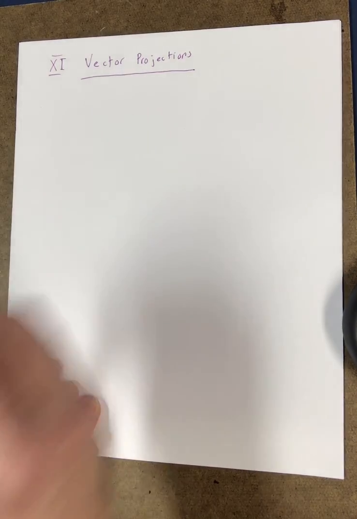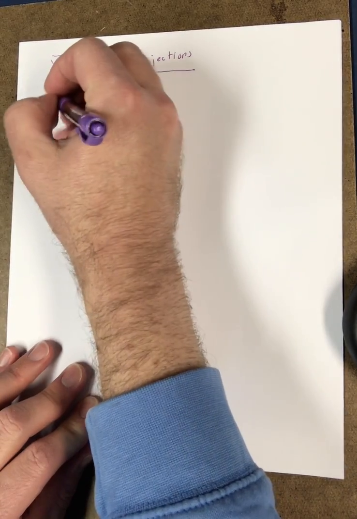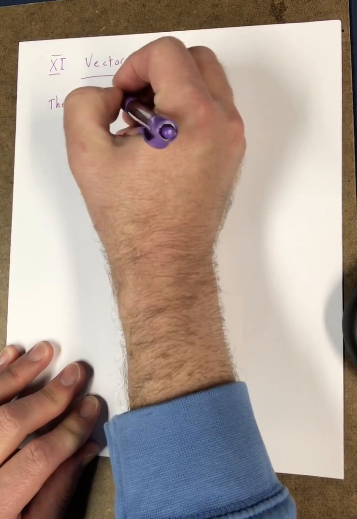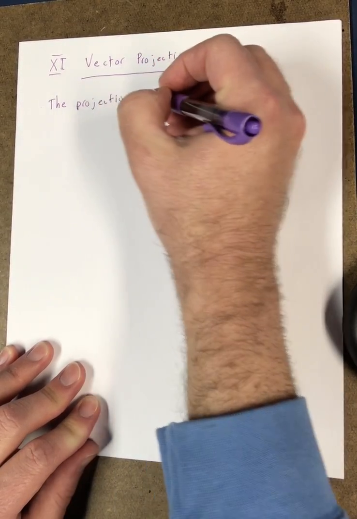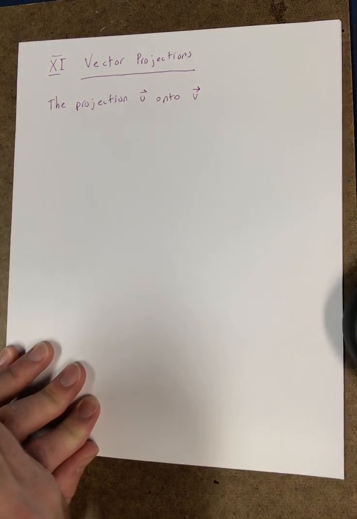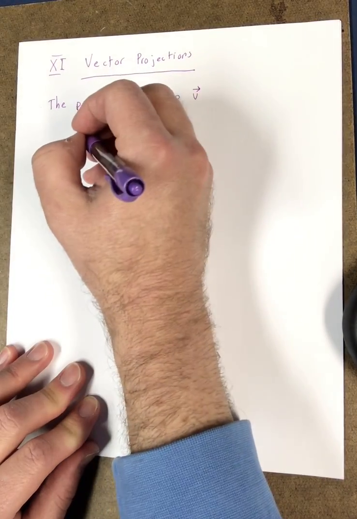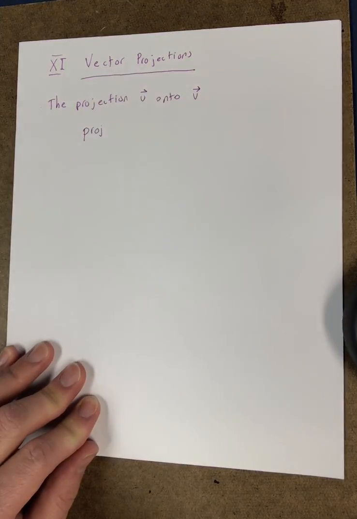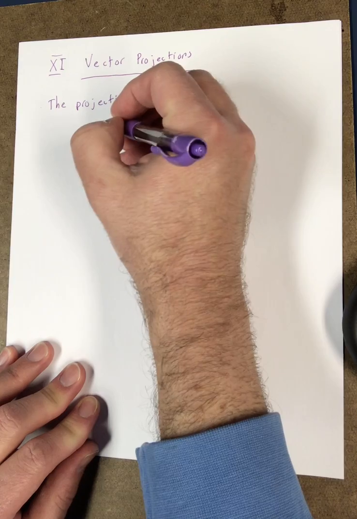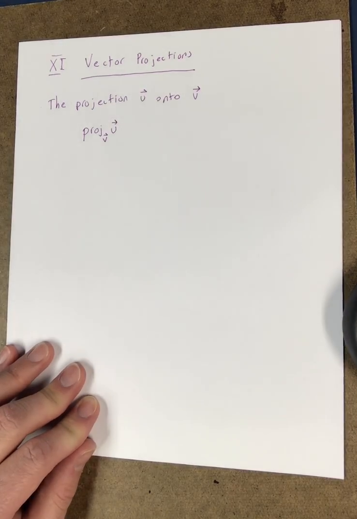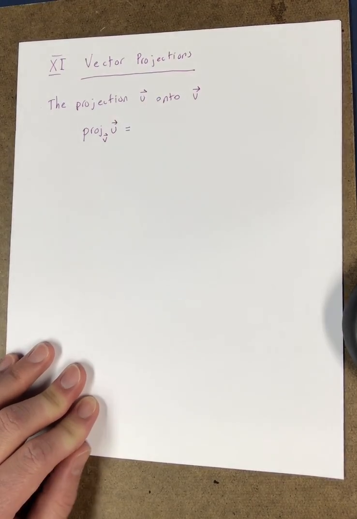What we're going to be looking at here is the projection of a vector u onto a vector v. The way we denote it is by projection, abbreviated PROJ, of u onto v, like that. I'll leave this blank for a little bit and we'll get the official formula for this in a second.